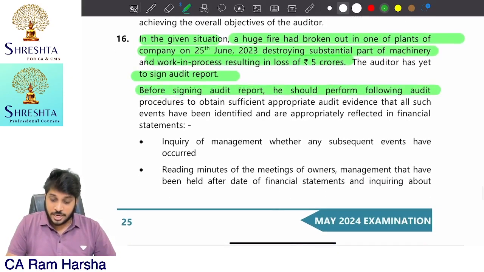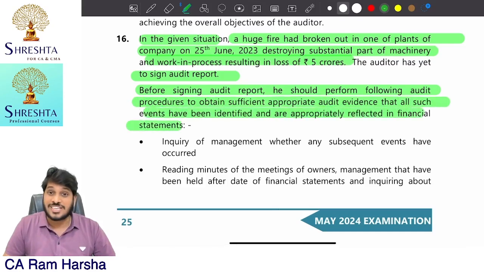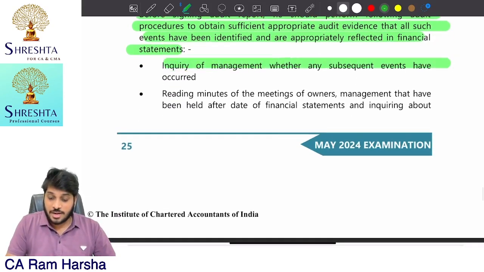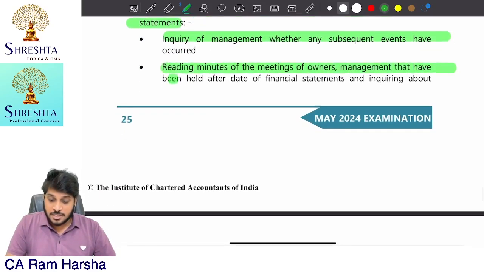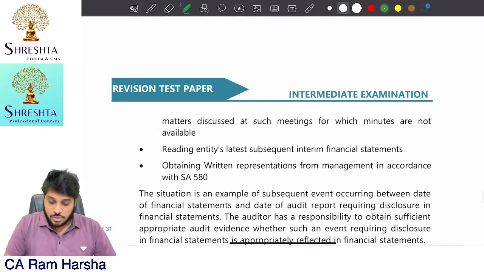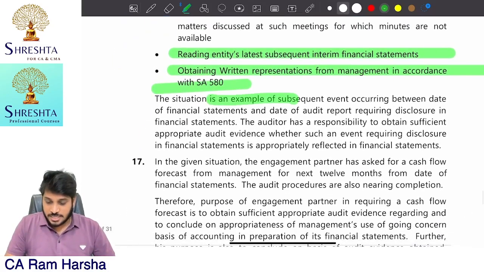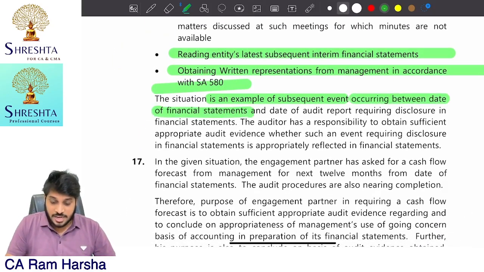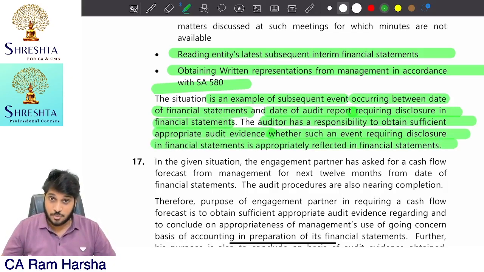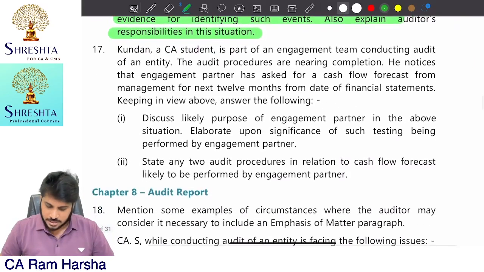Before signing the report, he should perform the following subsequent event procedures: inquiring management whether any event happened, reading minutes of the owners and all. Reading the entity's latest information, getting representation that all the subsequent information, so knowledge has been given to the auditor, whether it's adjusting or non-adjusting. This situation is an example of a subsequent event occurring between the date of financials and the date of audit report requiring disclosure in the financials. The auditor has responsibility to get evidence whether such an event requiring disclosure is appropriately disclosed or not. Next.